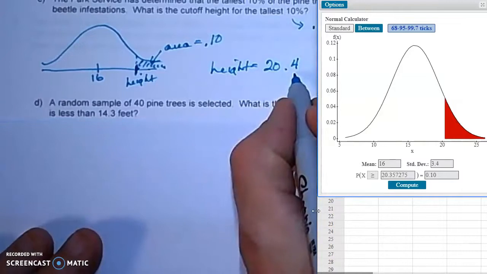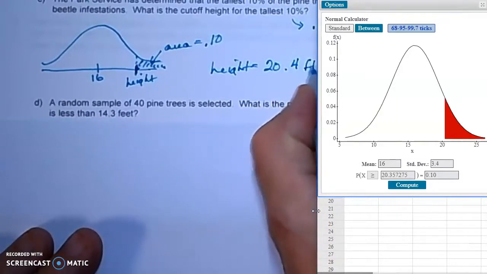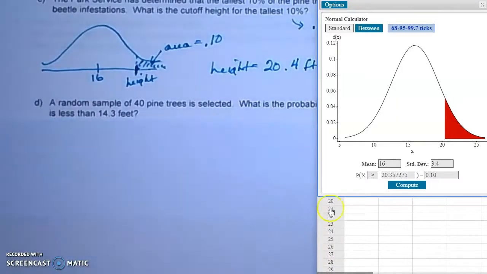Let's round this to one decimal place so we have 20.4 feet. In other words, if a tree is 20.4 feet or taller, then it's in the tallest 10% of the trees in the forest. The 20.4 is the value right here.